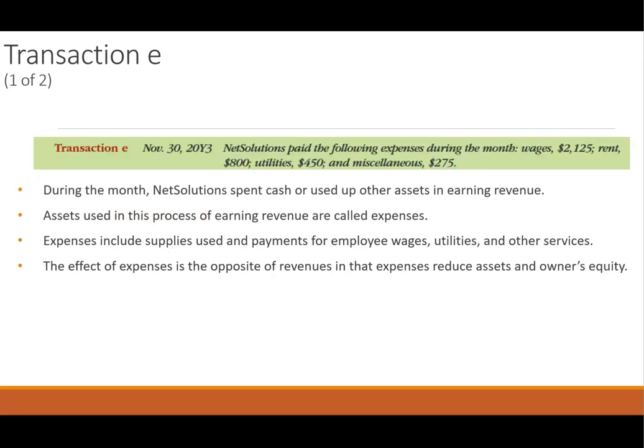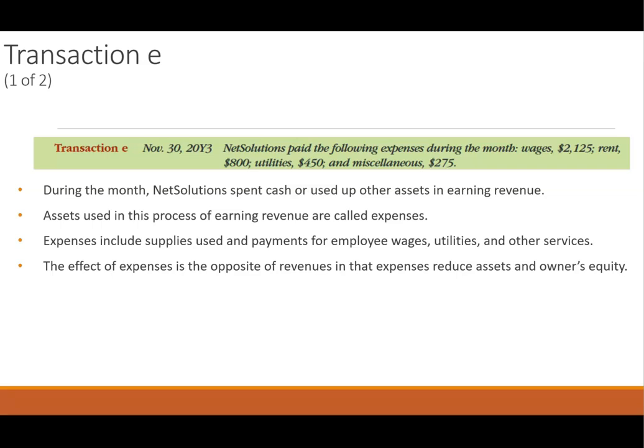Now, Net Solutions paid the following expenses during the month: wages of $2,125, rent of $800, utilities of $450, and miscellaneous of $275. So if you think about it, in order for a business to earn money, it costs. They have to come up with costs in order to make revenues. Profit's the net between the revenues minus the expenses.